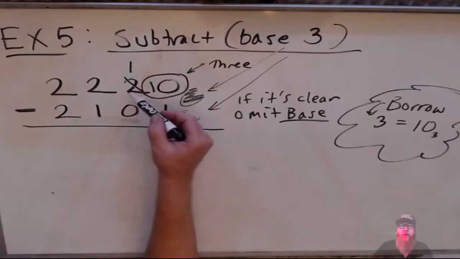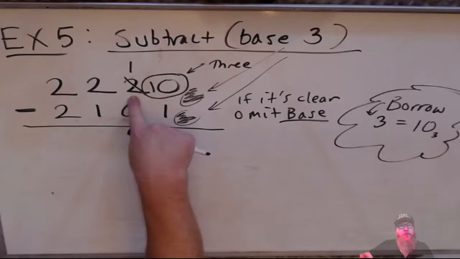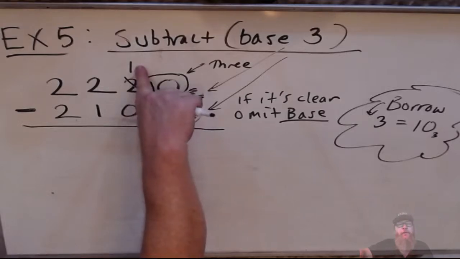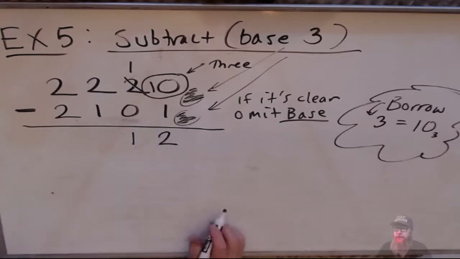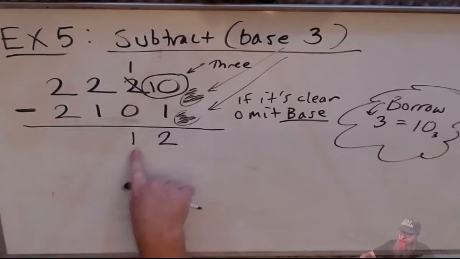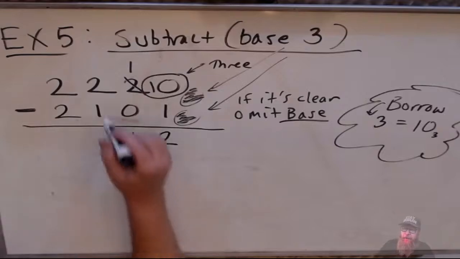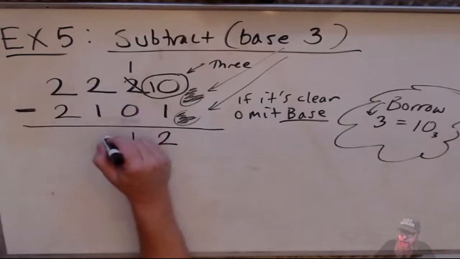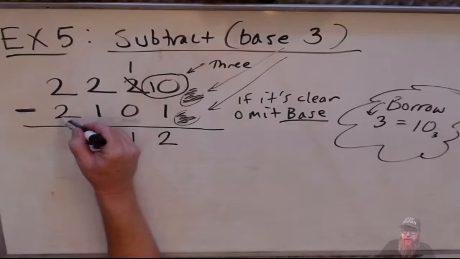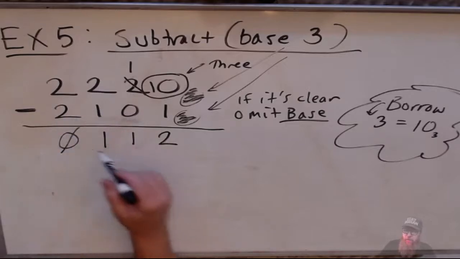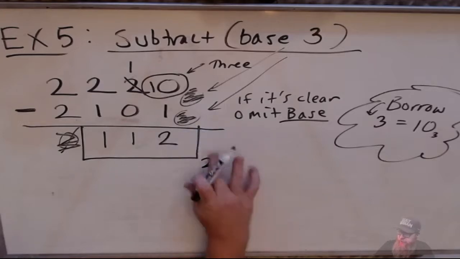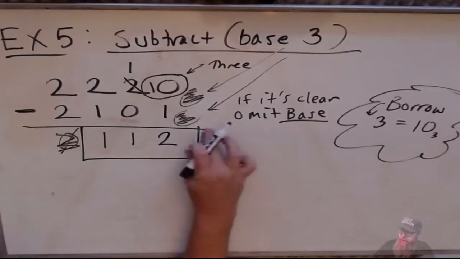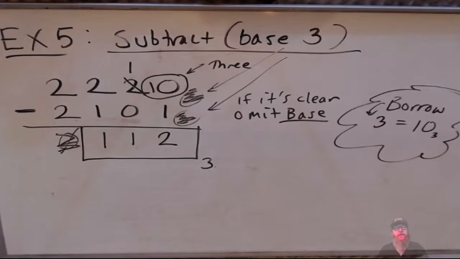Okay, and we borrowed 1 3. So now there were 2 3s, now there's only 1 3 left. So 1 minus 0 is 1. Now again, that looks like 1, but it actually means 3. 2 minus 1 is just 1. And then 2 minus 2 is 0. Usually omit the leading 0 and just write your answer. It looks like 112, but it's not.